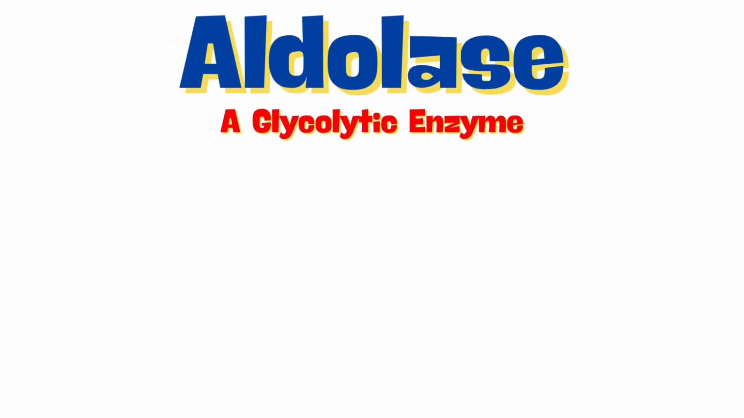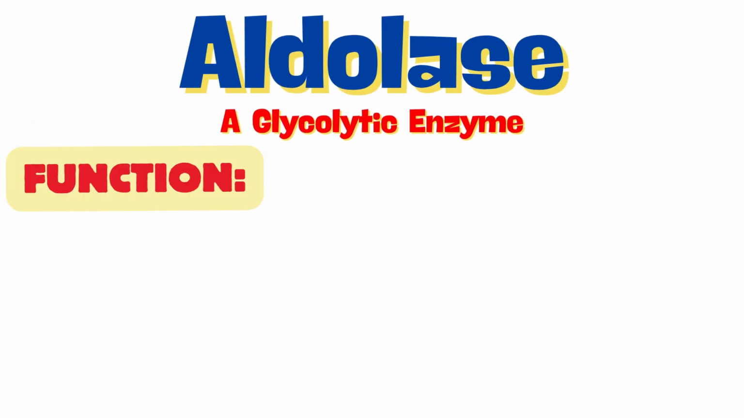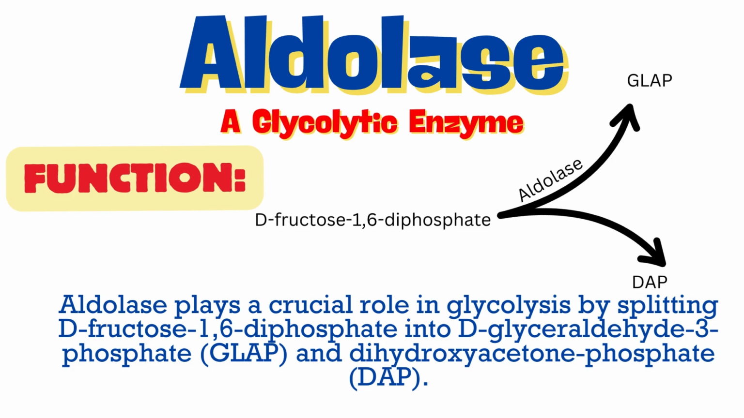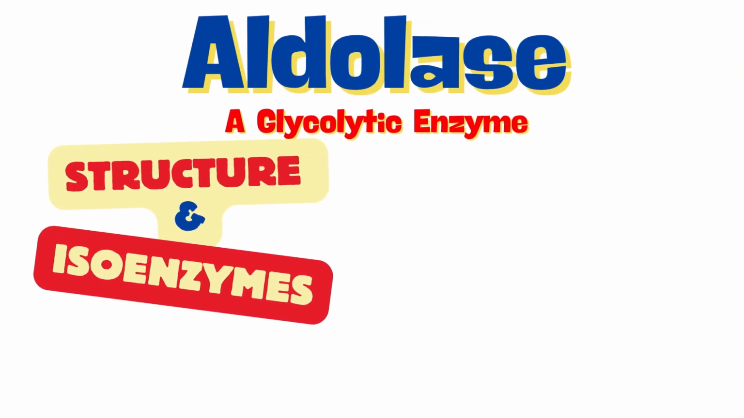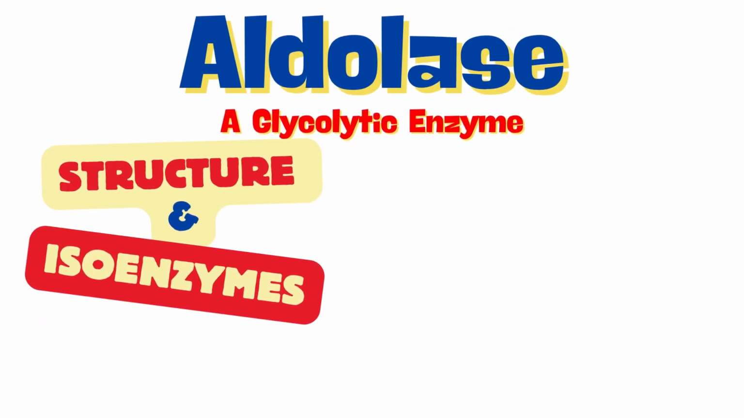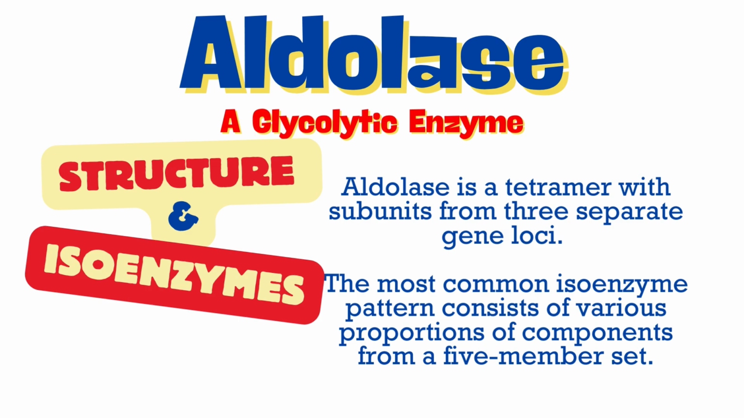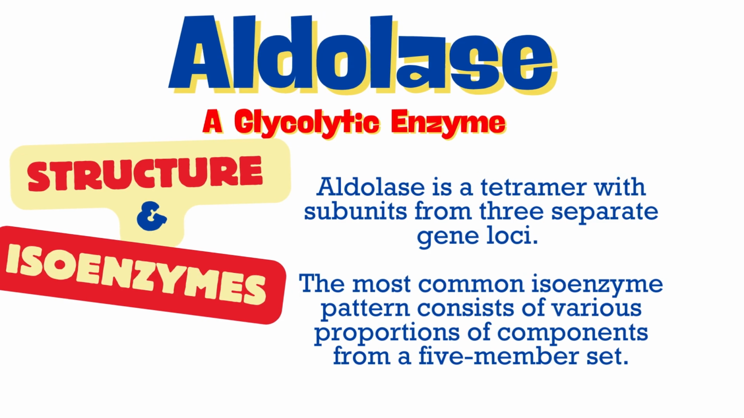Aldolase, a glycolytic enzyme. Function. Aldolase plays a crucial role in glycolysis by splitting D-fructose 1,6-diphosphate into D-glyceraldehyde 3-phosphate (GLAP) and dihydroxyacetone phosphate (DAP). Structure and isoenzymes. Aldolase is a tetramer with subunits from 3 separate gene loci. The most common isoenzyme pattern consists of various proportions of components from a 5-member set.